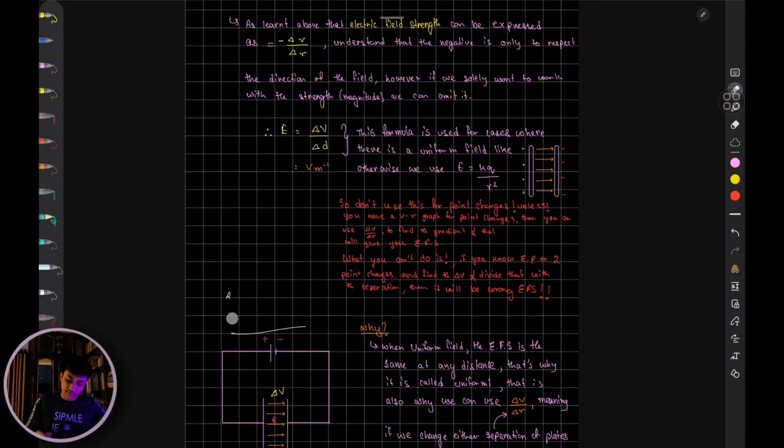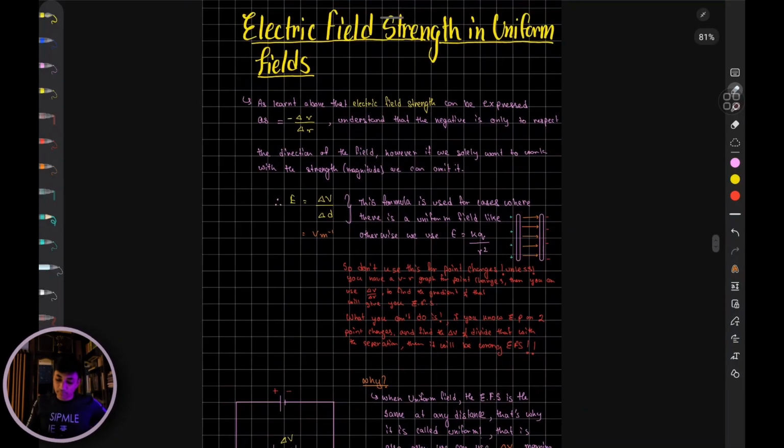But yeah, that was a bit of excess, unnecessary information. The main thing is you need to understand you have to use del V by del D, or del R, whatever you want to call it, the potential difference divided by the separation between the plates, to find the electric field strength, and that electric field strength is going to be constant throughout the region. That's the main idea. You can't use this for point charges because, again, field strength is not equal at every position. That's what I've mentioned over here.